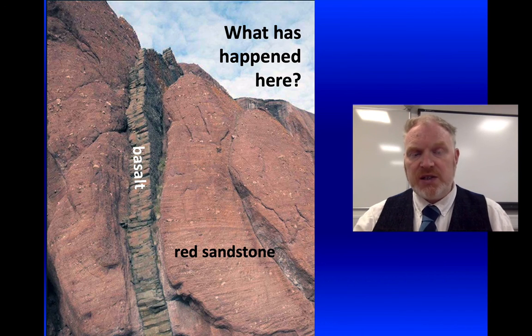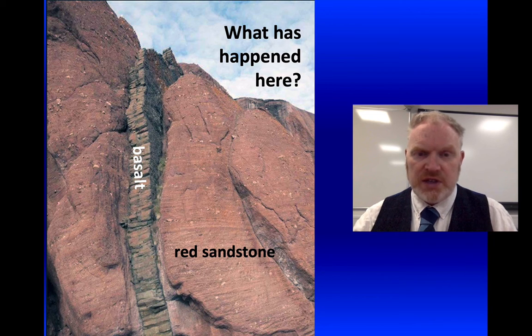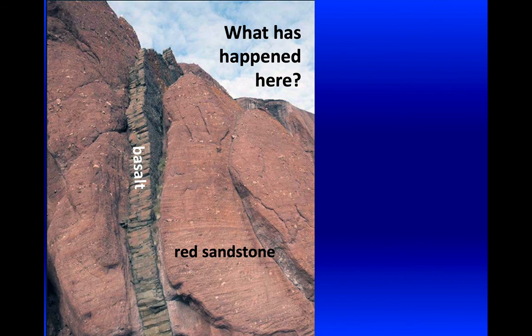You can see that the basalt is forming a sheet or a slab of igneous rock, and you can see that basalt is cutting across the layers within the red sandstone. So this feature we can identify as a dike. We also know that that basalt must be younger than the red sandstone, because that red sandstone had to be there for the basalt to be injected through it.